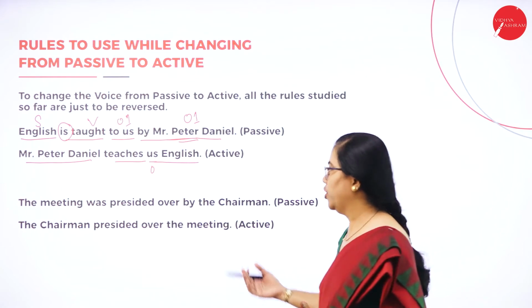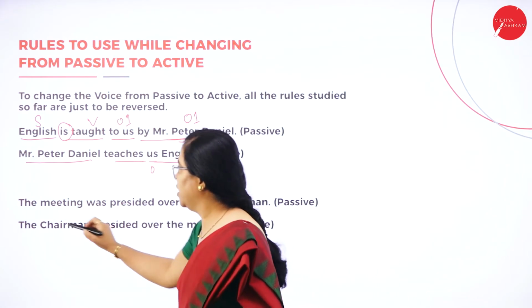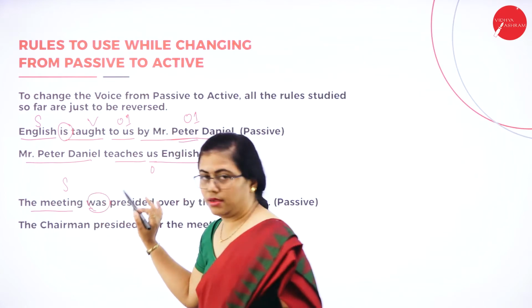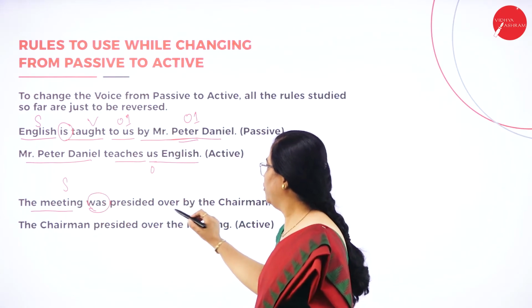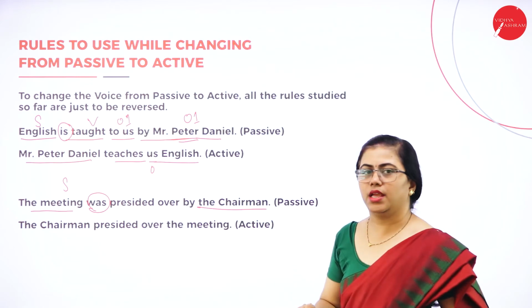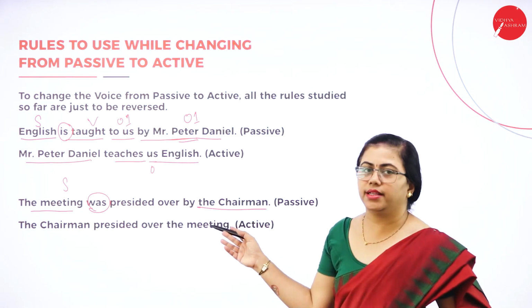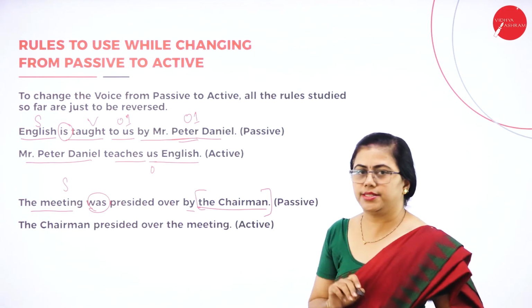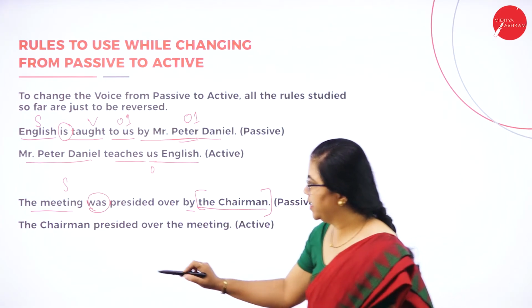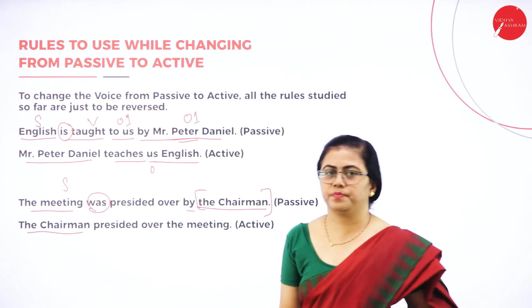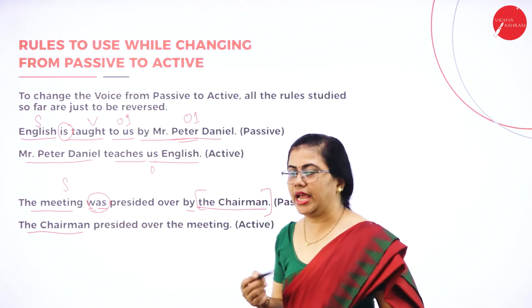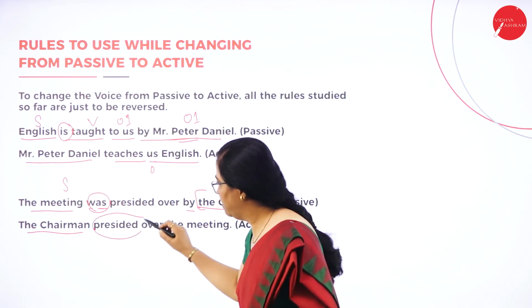One more example, let us check over here. "The meeting", which is the subject, "was presided over by the chairman." Here the chairman is the one conducting the meeting. Whatever is there after "by" will go to the subject, that is the chairman. Since it is past tense, I have retained simple past.